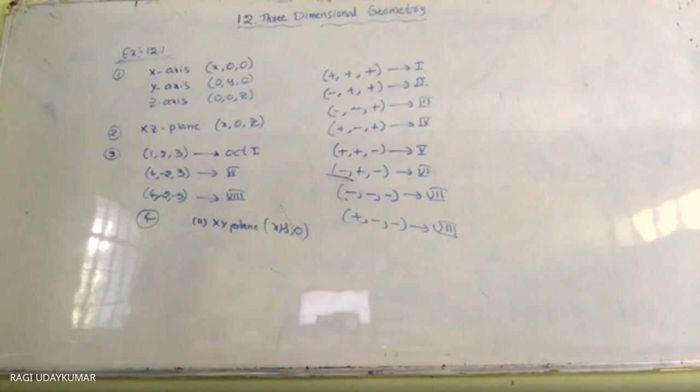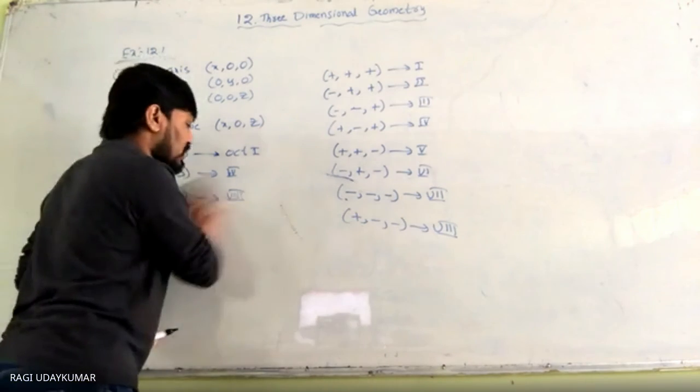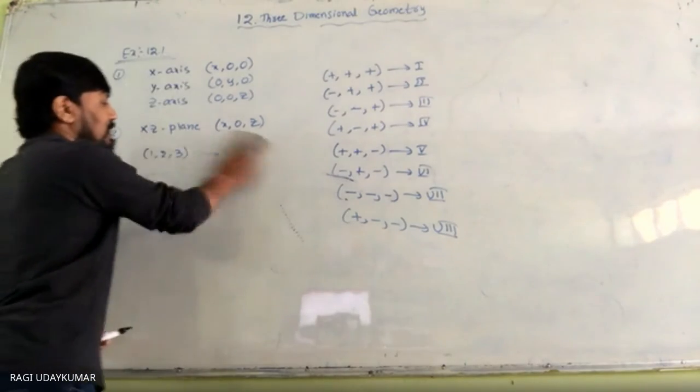Next, let us move to exercise 12.2. That is the distance between two points formula, based on the distance between two points.